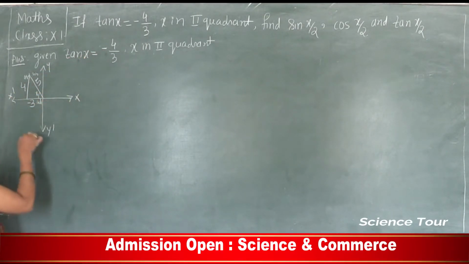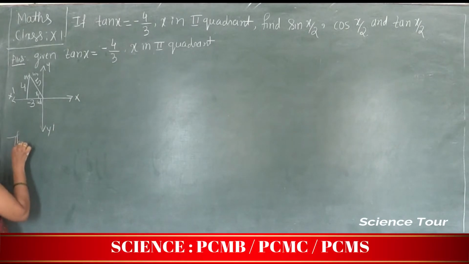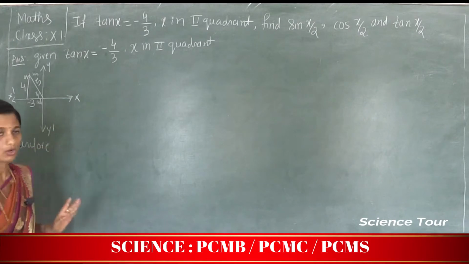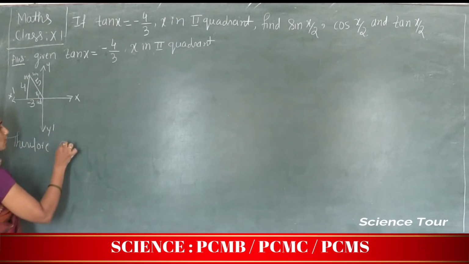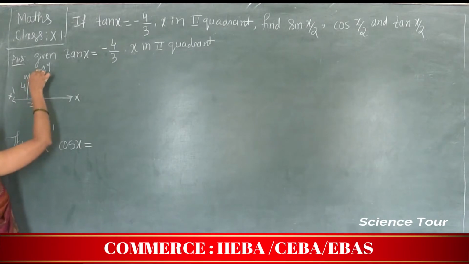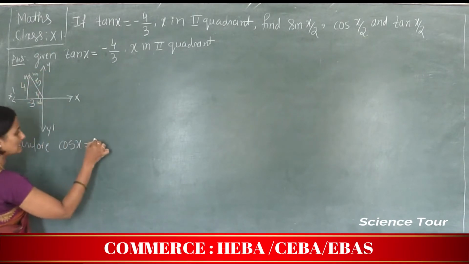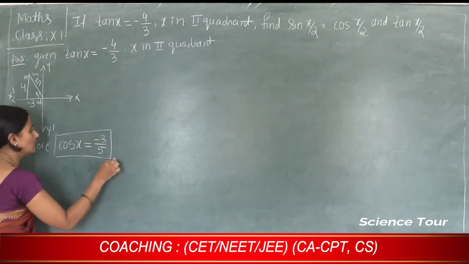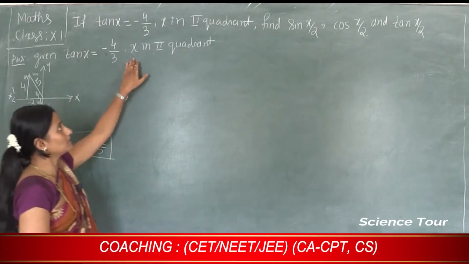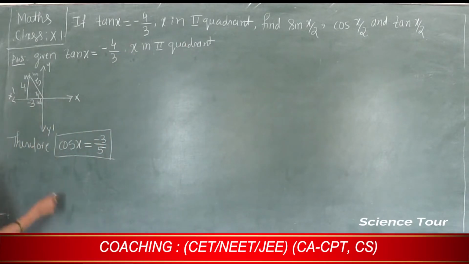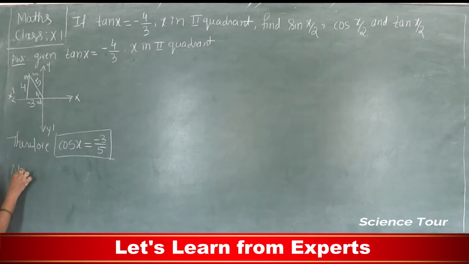So get cos x from this one. I need cos x to find sin x by 2 and cos x by 2. So cos x is equal to adjacent side divided by hypotenuse side, so minus 3 divided by 5. Now x lies in the second quadrant. In which quadrant does x by 2 lie? That we'll see.